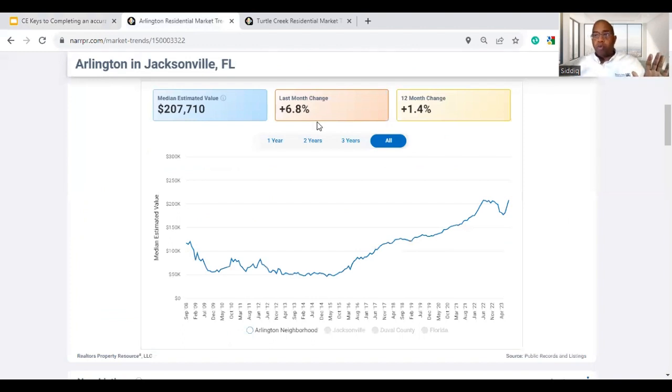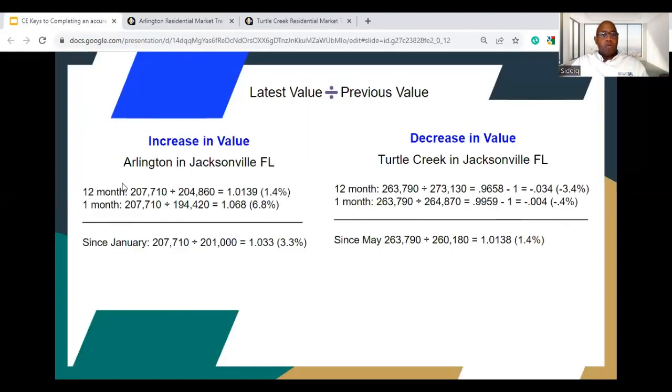So we know our formula works. Now that we know our formula works, we can find any value along that timeline and plug the numbers in. We're always going to have the same latest value, which is 207,710. But I want to go back to January and see what it was like from January. The value in January is 201,000. So that's 1.033. That gives me 3.3%.